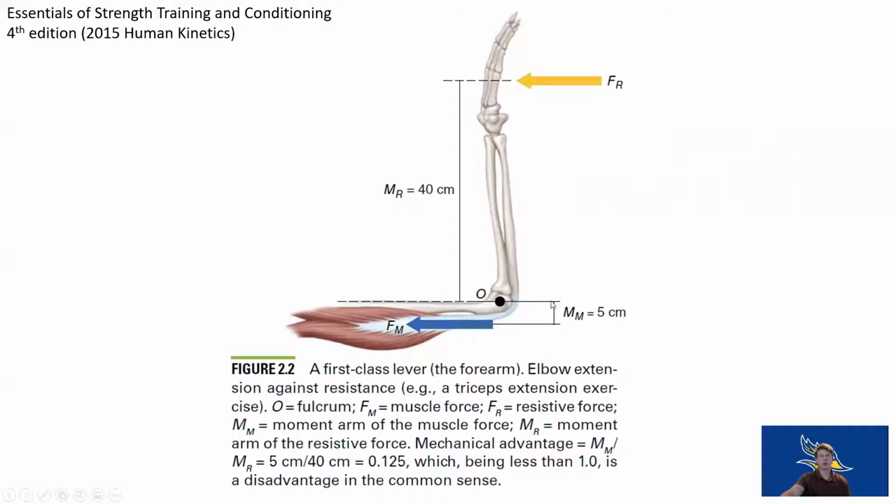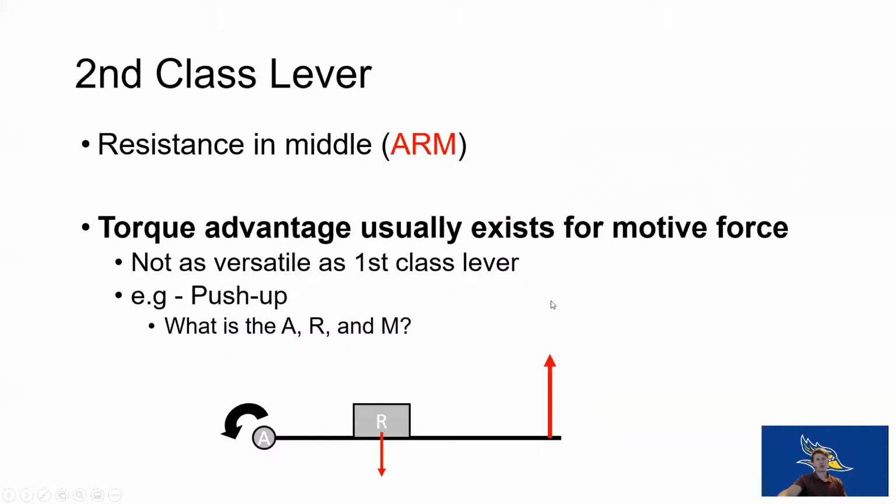For our second-class lever, we have the axis on one side, the resistance force in the middle, and our motive force or muscle force on the farthest side. Okay, this is the ARM, the second-class lever. In this situation, it's the most advantageous, in the way that it allows us to produce the least amount of force to lift or move the most resistance. If you look at it here, it kind of looks like a wheelbarrow.